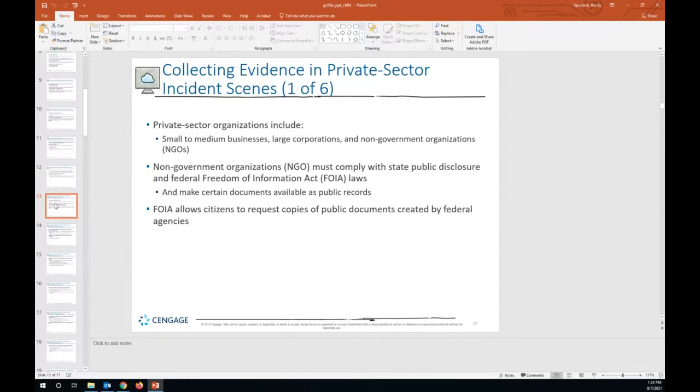We collect evidence in the private sector. Private sector organizations include small and medium-sized businesses, large corporations, and non-government organizations, or NGOs. Those are some that might get funding from the government or other agencies. NGOs must comply with state public disclosure and the federal Freedom of Information Act laws. What those do is make certain documents available as public records, and this allows citizens to request copies of public documents that were created by federal agencies.